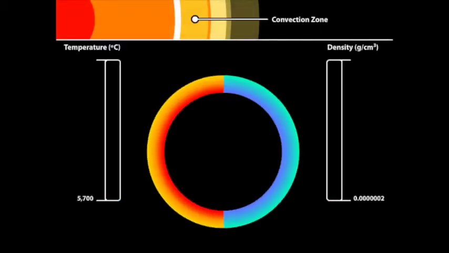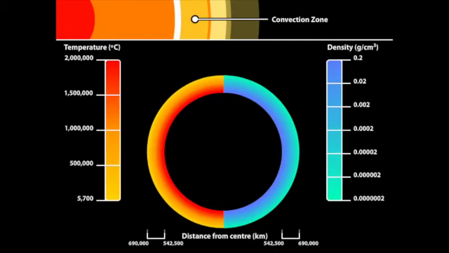The temperature of the convection zone drops to about 5,700 degrees centigrade. At this temperature, electrons and atomic nuclei can start to recombine into atoms, though it is still too hot for the majority of molecules to stay together. The density drops dramatically to greatly below that of the Earth's atmosphere.